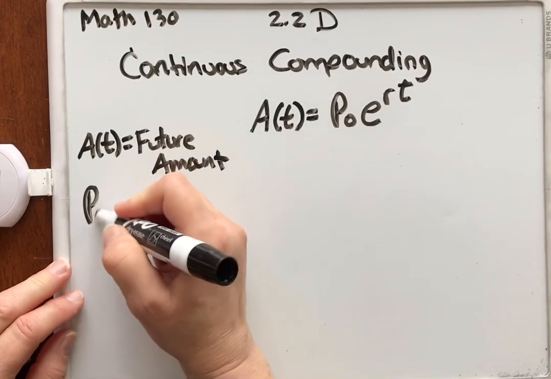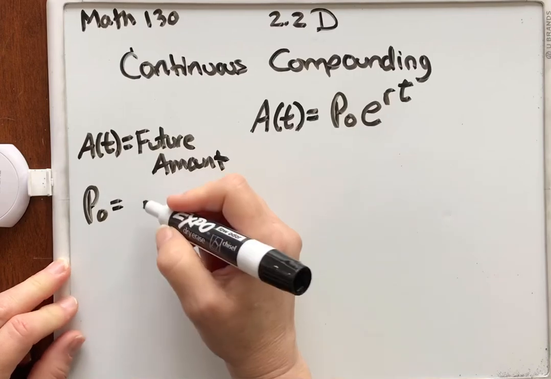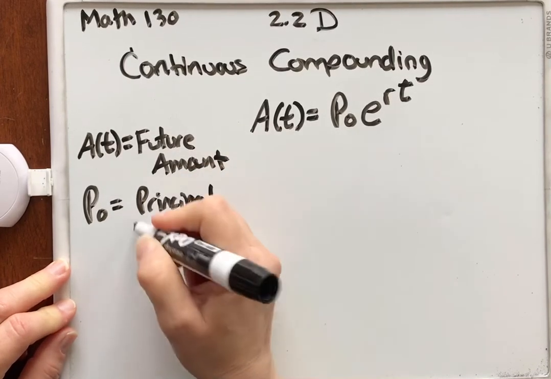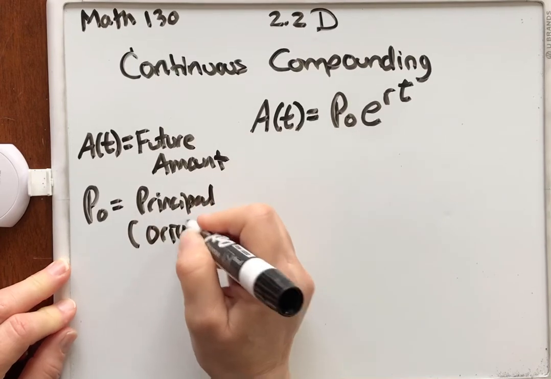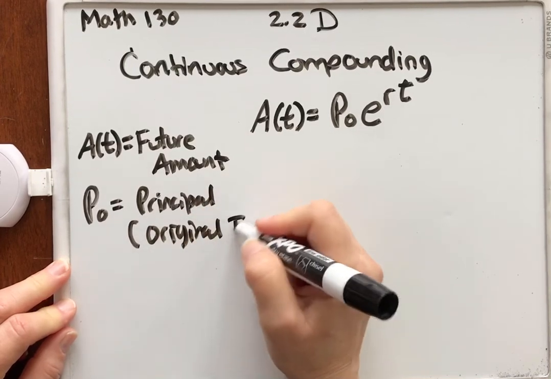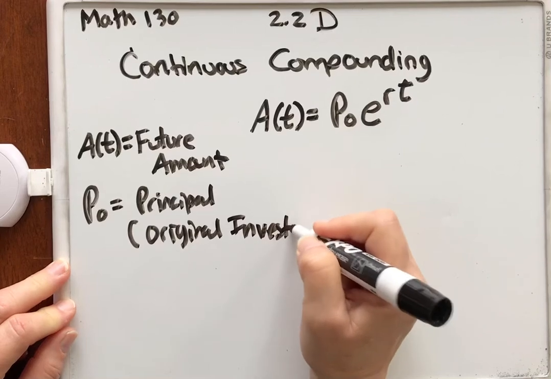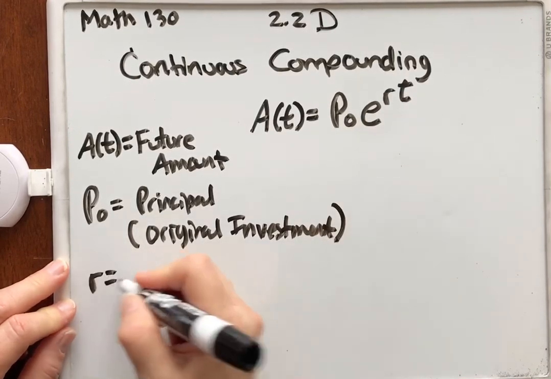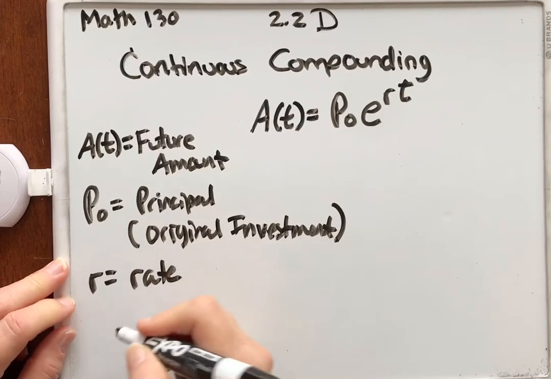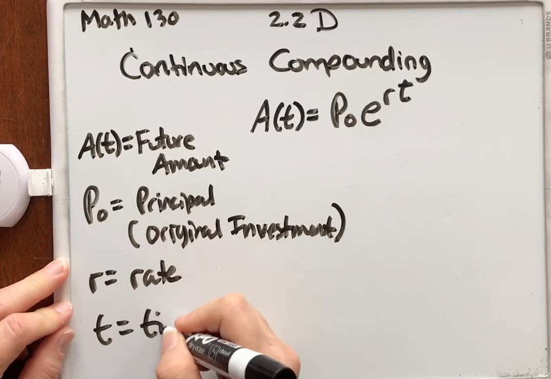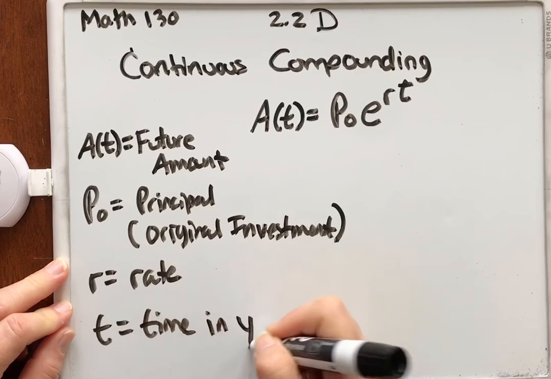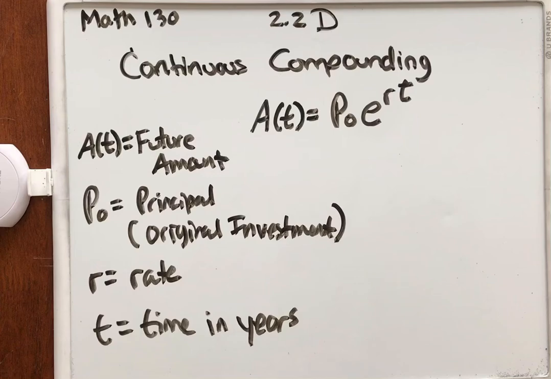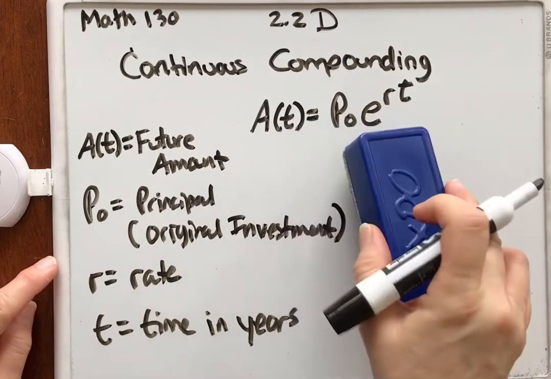P naught is the original investment, which we call principal. R is the rate, and T is time in years. So we're going to do a word problem now using this formula.